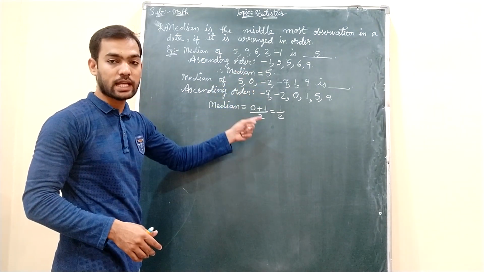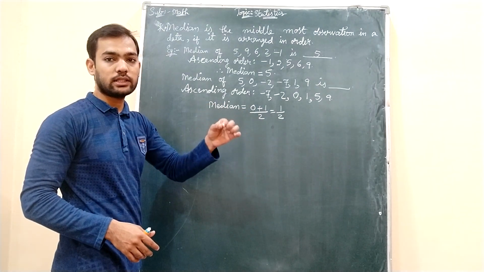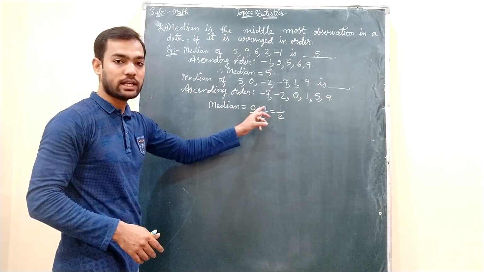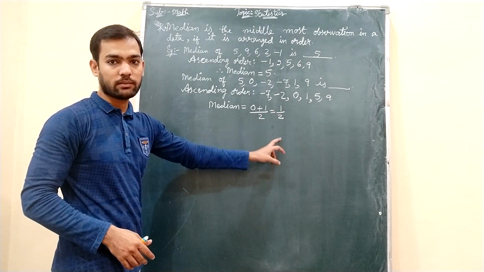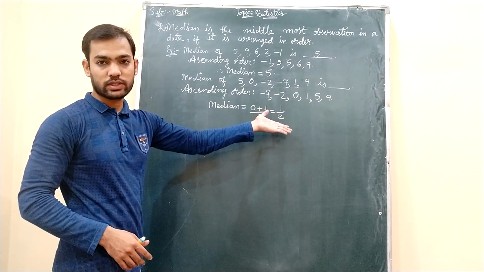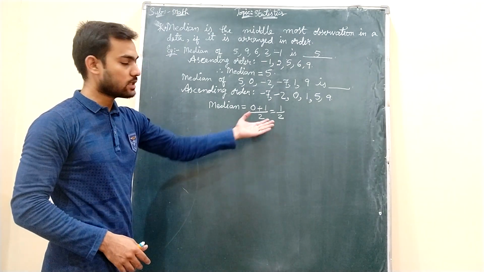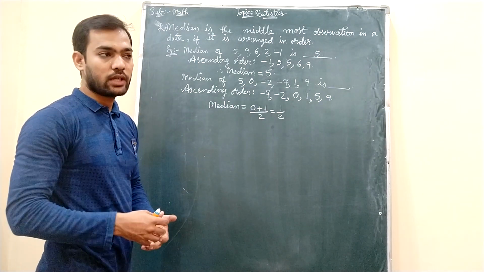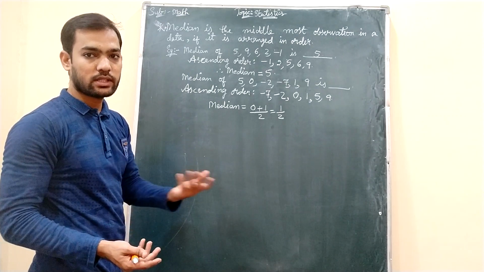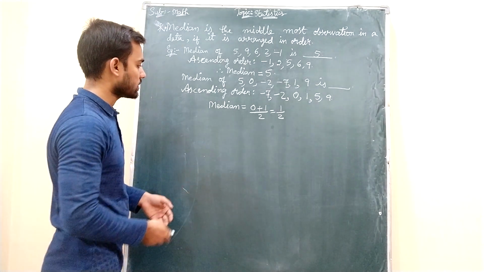If you get 2 middle values, add them and divide the answer by 2. So here we have added 0 plus 1, we got 1 divided by 2. You cannot do further cancellation, so we will stop here only. Don't convert it into decimal, you can just stop like this, 1 by 2. If the answer is asked to be converted into decimal, then you can convert, nothing happens.